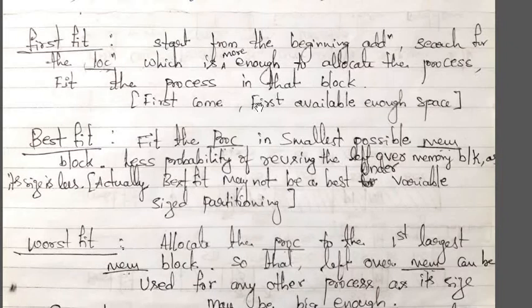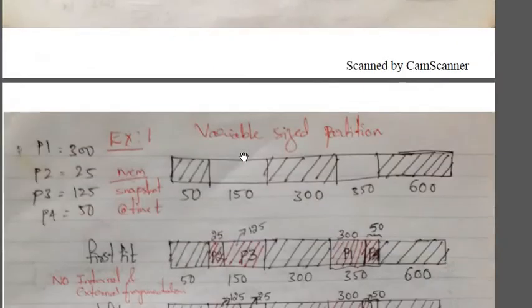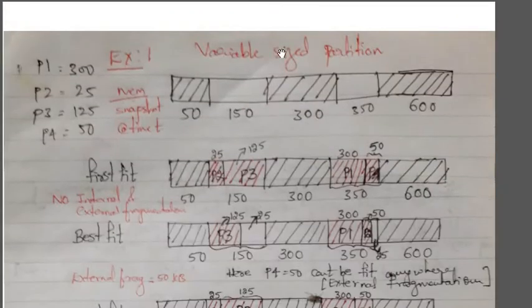Now let us have examples on variable sized partition and fixed size partition, and how these three methods can be applied to best suit the processes. Let us check the first example. So here we have example 1 under variable sized partition.